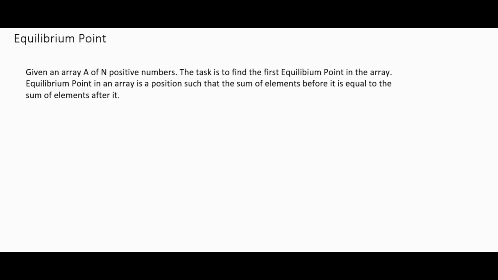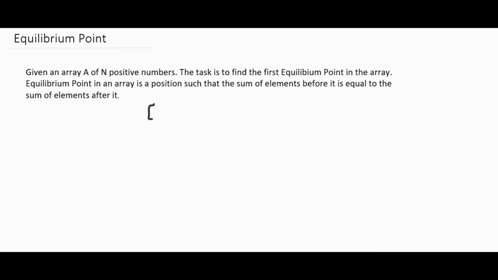That means we will be given an array, and what we have to do is find an index for which the sum on its left and the sum on its right are equal. That means the state of equilibrium. Okay, let's take an example and understand it.